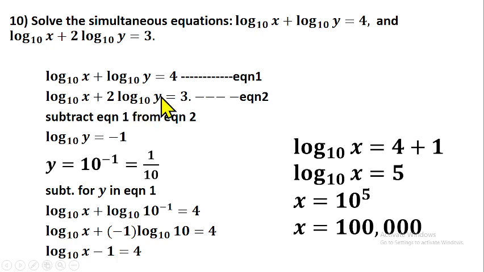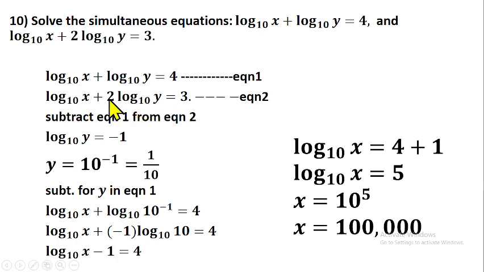You can subtract equation 1 from equation 2, because if you do that, this one will cancel, it will be eliminated. So subtract equation 1 from equation 2, so that means you have log x base 10 minus log x base 10, that should give us 0. So you're having 2 log y base 10 minus log y base 10, that should give us 1 of that. That should give us log y base 10, because 2x minus x will give us x.